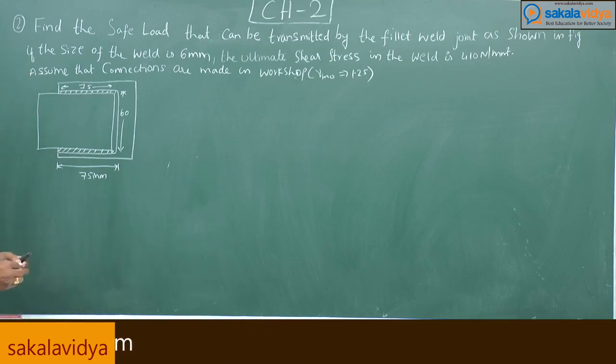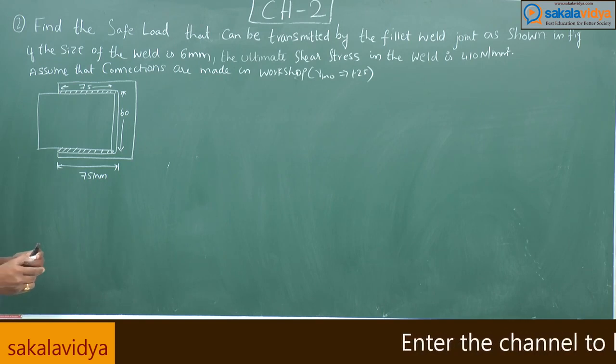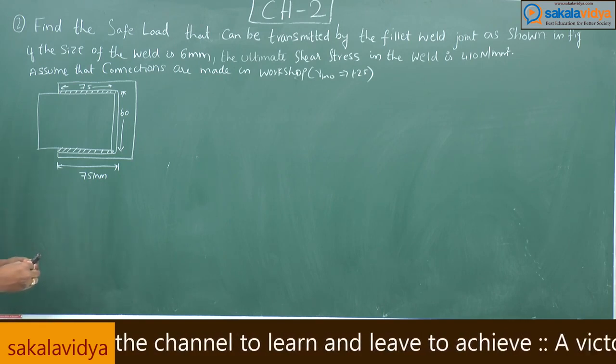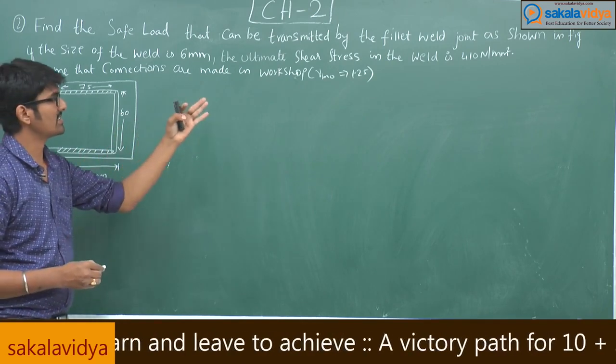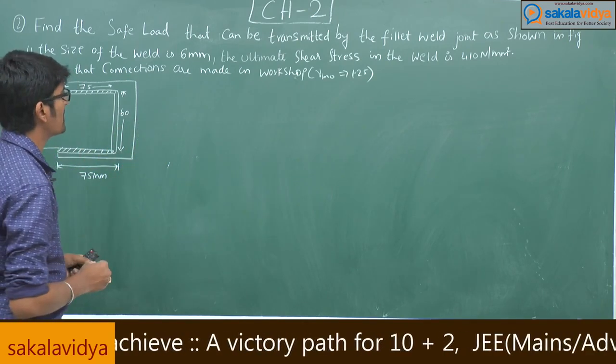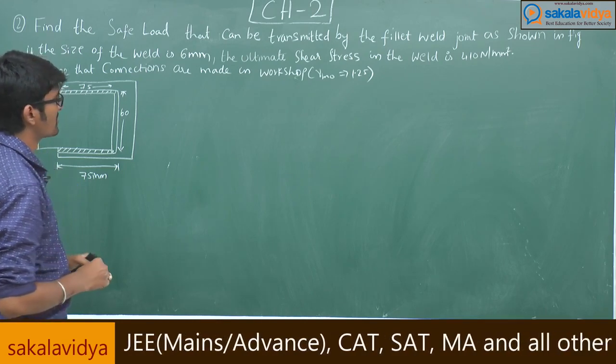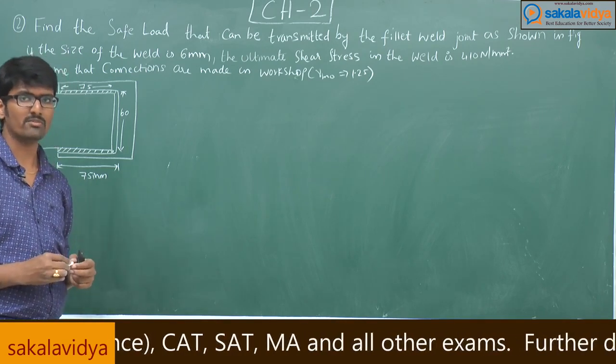So find the safe load that can be transmitted by the fillet weld joint as shown in the figure. The size of the weld is 6 mm. The ultimate shear stress in the weld is 410 Newton per mm square. Assume that the connections are made in workshop, that is, partial safety factor is 1.25.